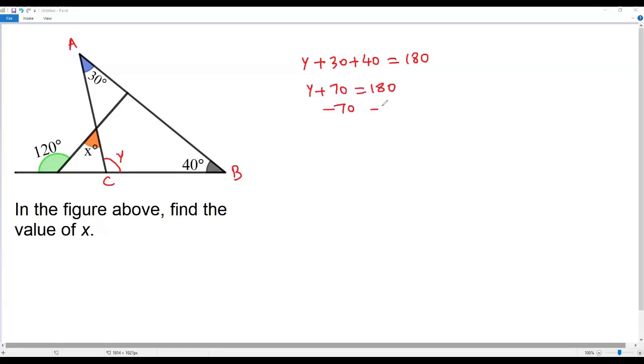Let me subtract 70 from both sides. When I do so, this positive 70, negative 70 will cancel out. So when I subtract 70 from 180, I'm getting 110. So I got the value of y. So we can replace this y by the value we got over here. So that is 110 degree.